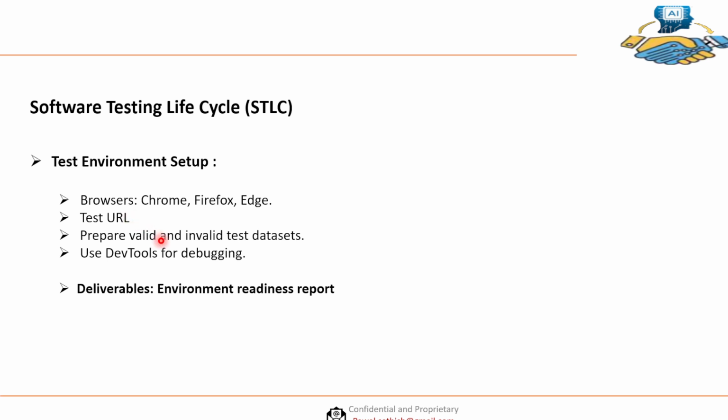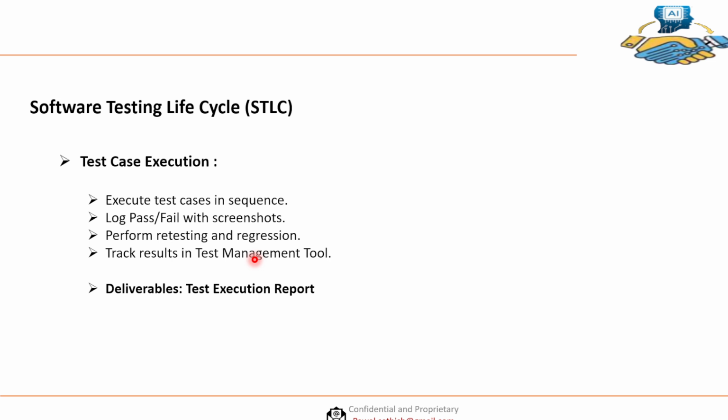Then the data, like valid data and invalid data, should be ready. We'll also deploy the dev tools for debugging. The deliverable is the environment readiness report, so we'll make sure whether the environment and all the servers are ready or not. Once the environment is ready, as a full stack QA, we'll deploy the application, and the next phase is test case execution.